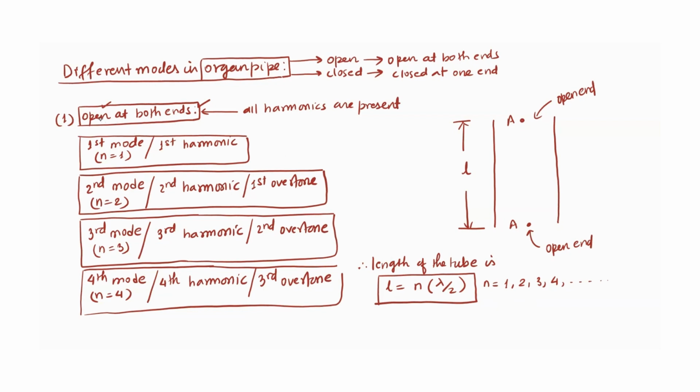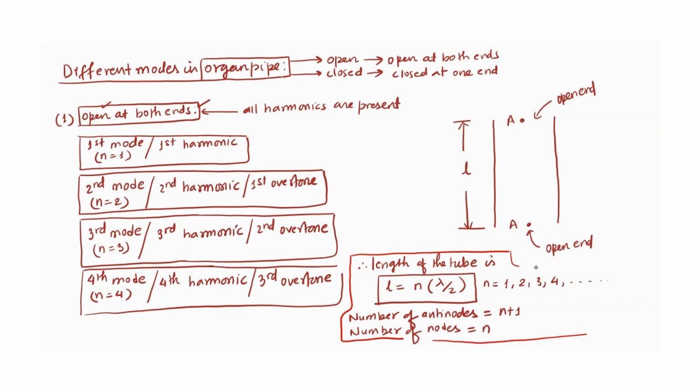And in case of open organ pipe, that is open at both ends, there are n plus 1 number of antinodes. So I'm writing over here, number of antinodes equals n plus 1, and number of nodes equals n. So this is to be noted, okay? This is to be noted. So we use this relation and these concepts in solving the numerical related to organ pipe with both ends open.